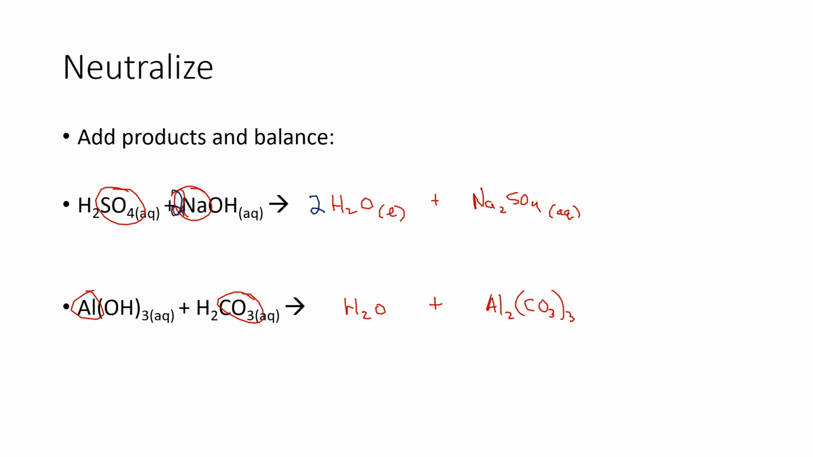You don't have to worry about that. This will definitely be a liquid, and let's balance this out. We need 2 aluminum, so we'll put a 2 up here. We need 3 carbonates, we'll put 3 here. We have 6 hydroxides and 6 hydrogens.